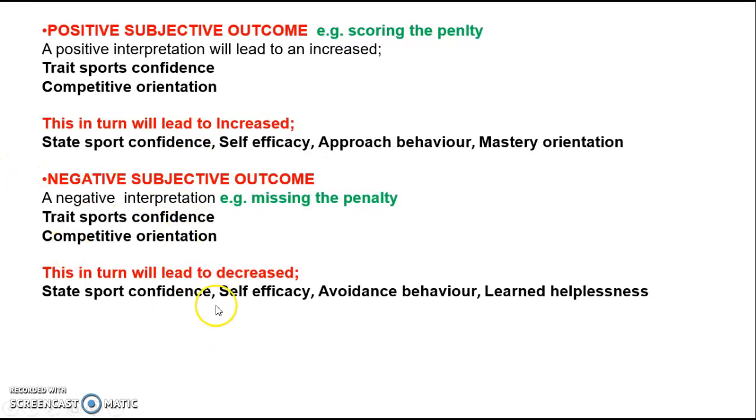State sports confidence can reduce, self-efficacy can reduce. We then develop something called avoidance behaviour, where we don't volunteer to take penalties in the future. And finally, it can lead to that condition where we deem failure as inevitable. So that gives you an overview of Vealey's model. We've gone through each section and we've talked about positive and negative subjective outcomes and the impact they could have.